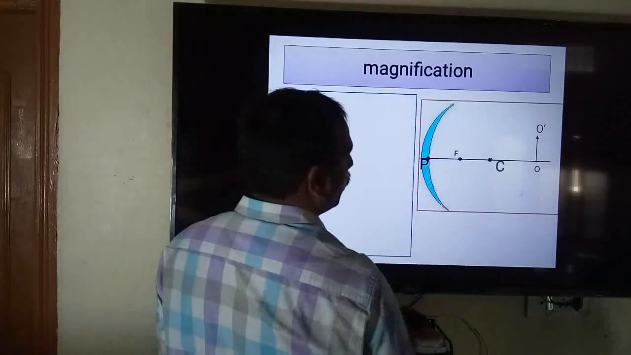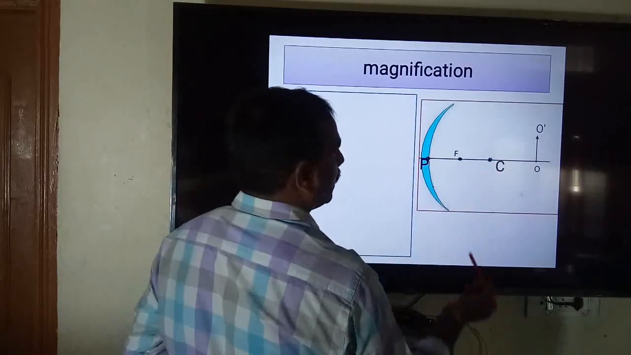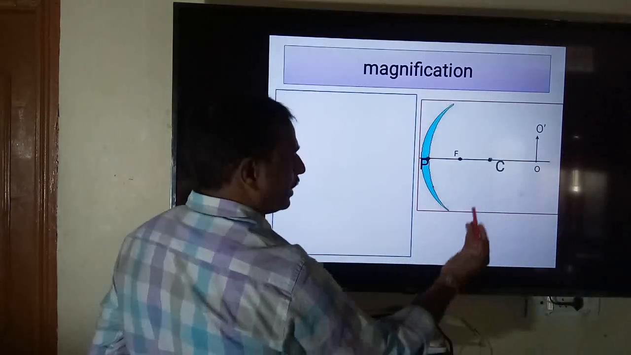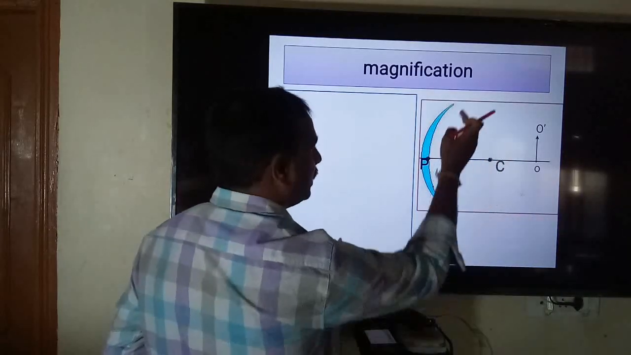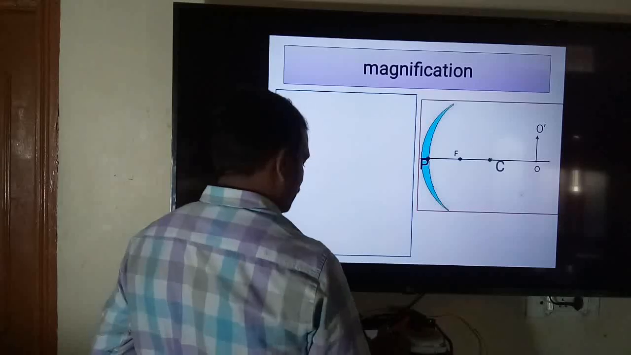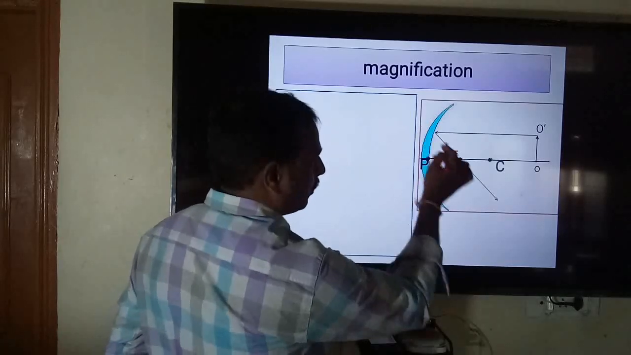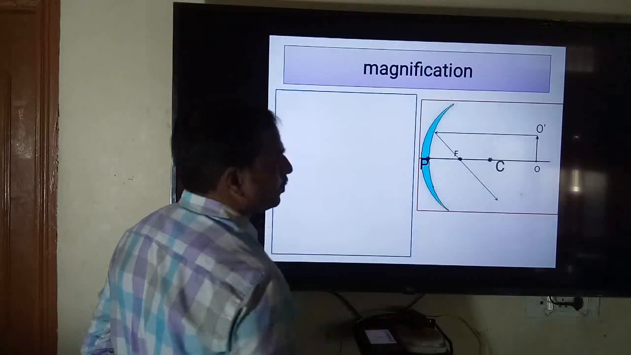This is P, the pole, F, the focus, and C, the center of curvature. We are taking an object BC. We know very well the image we get between F and C with the concave mirror. So observe here, a ray parallel to the principal axis, after reflection, passes through the focus.